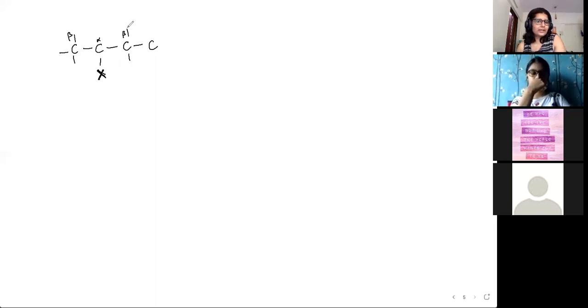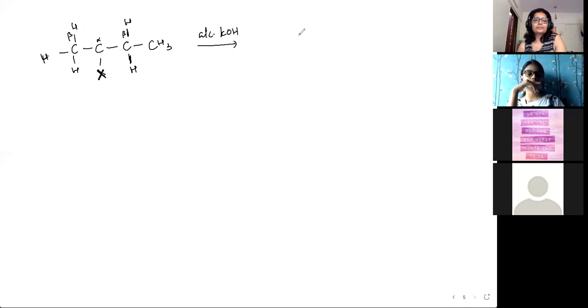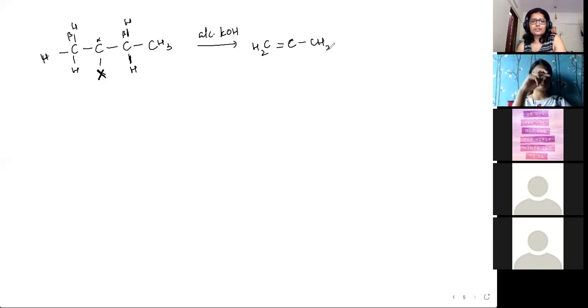But if you have two beta carbons that are not equivalent, like this is a CH3 and this only has two hydrogens attached to it, what product are you going to get? So you have two possibilities here. Either you have CH2, where hydrogen is eliminated from this side and this side is not changed, or you have elimination happening from this side, so this remains as CH3 and you have a double bond here.